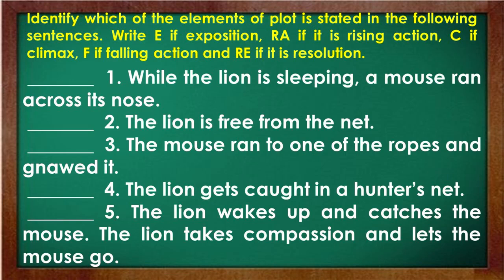Number 3. The mouse ran to one of the ropes and gnawed it. Number 4. The lion gets caught in a hunter's net. Number 5. The lion wakes up and catches the mouse. The lion takes compassion and lets the mouse go.